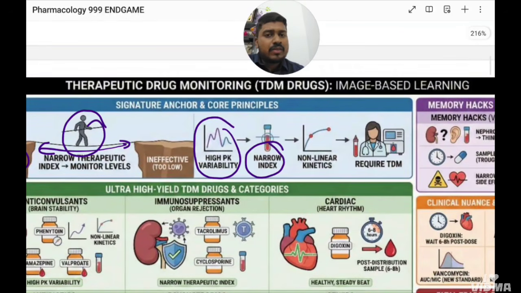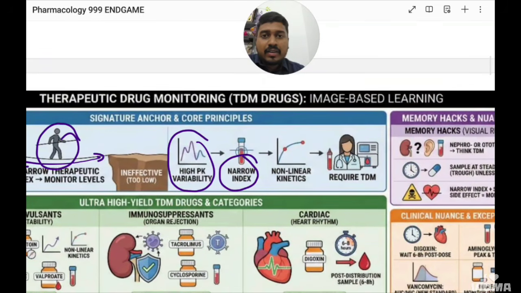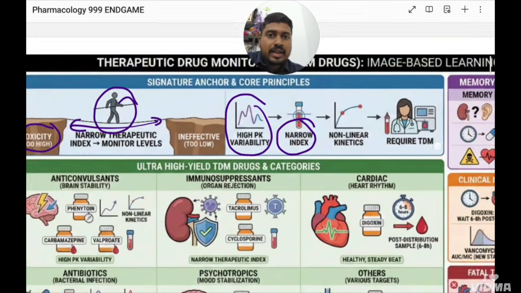That is because of a narrow therapeutic index and non-linear kinetics. Some drugs like phenytoin follow first order kinetics at lower concentration but zero order at higher concentration. So these types of drugs all require therapeutic drug monitoring.